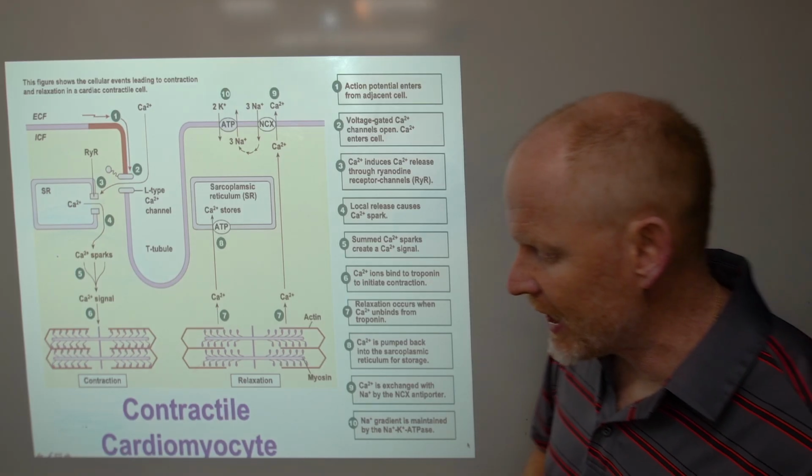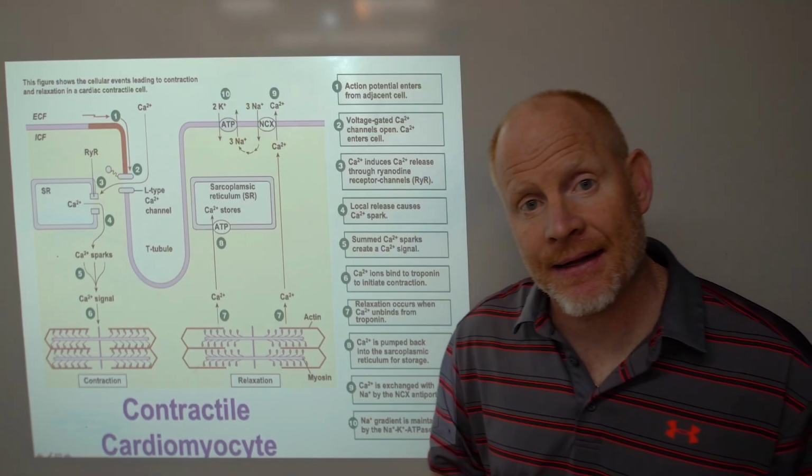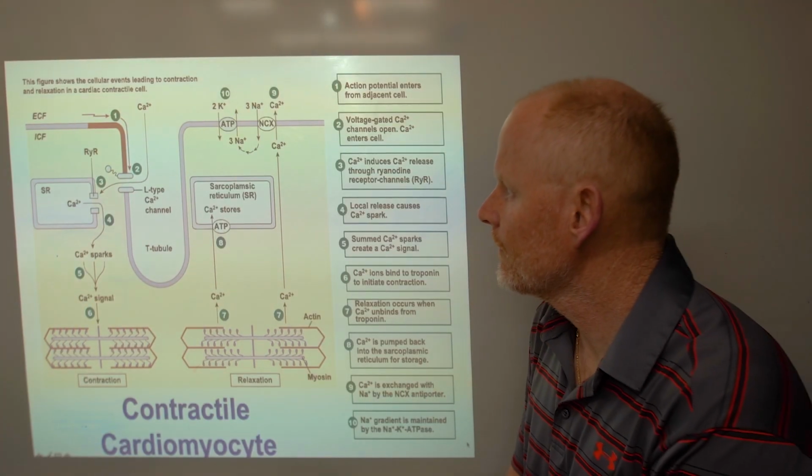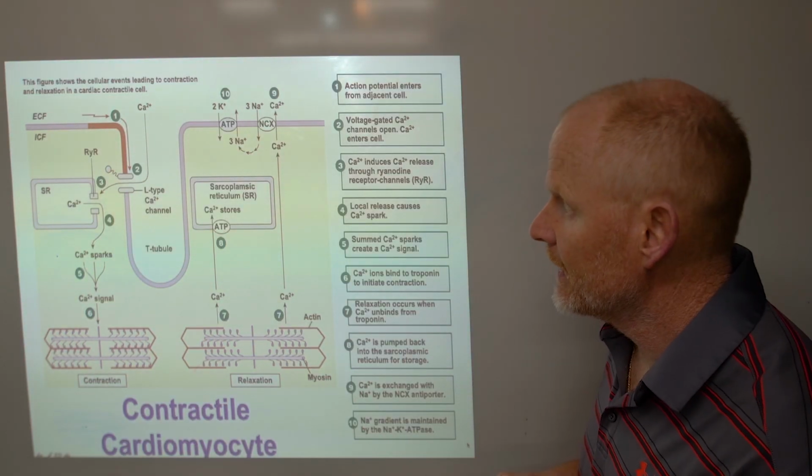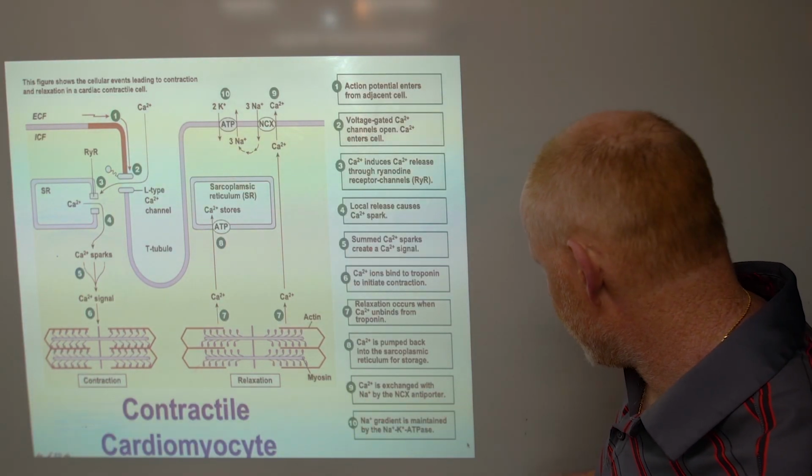Now, what happens in the contractile cells? How does contraction happen is the big question, right? So this represents the inside cytoplasm of a contractile cell, and we're going to go through what happens here.